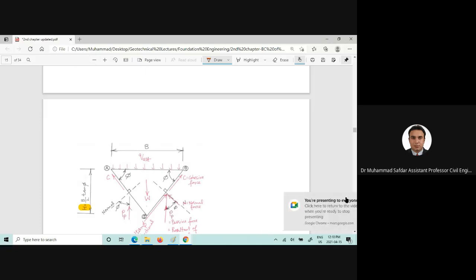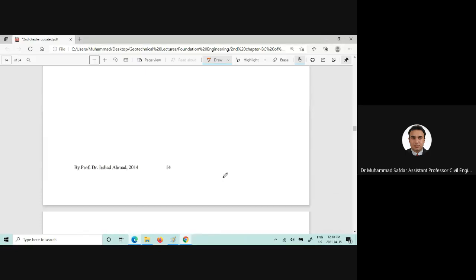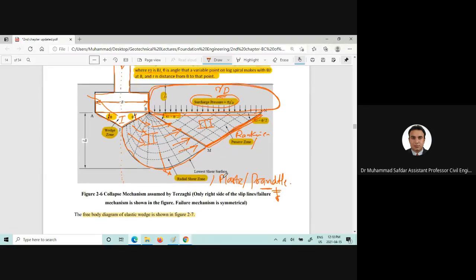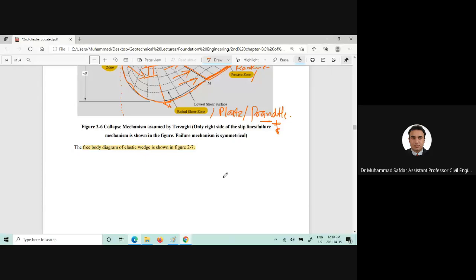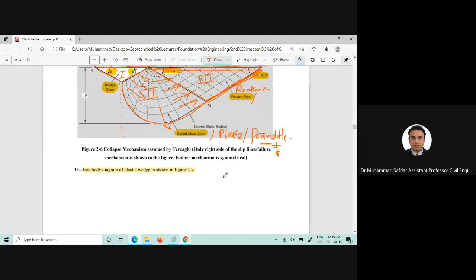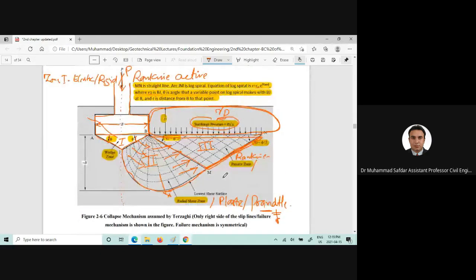Now, these are three zones for the Terzaghi's bearing capacity equation. This is the mechanism or the failure mode which was approximated or proposed by Terzaghi.